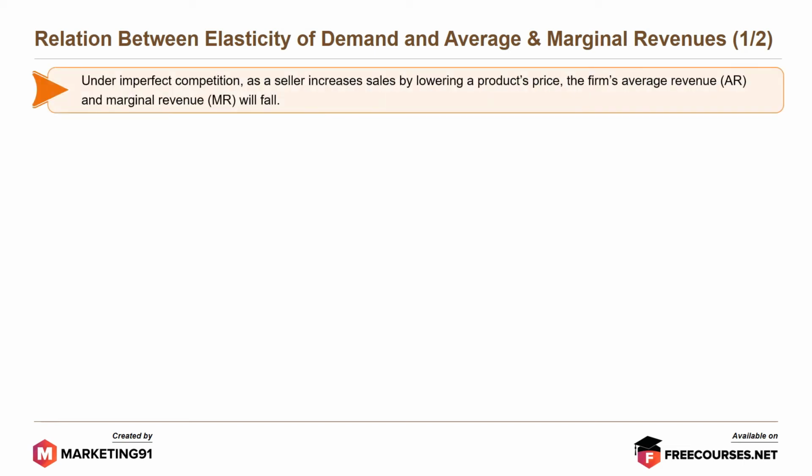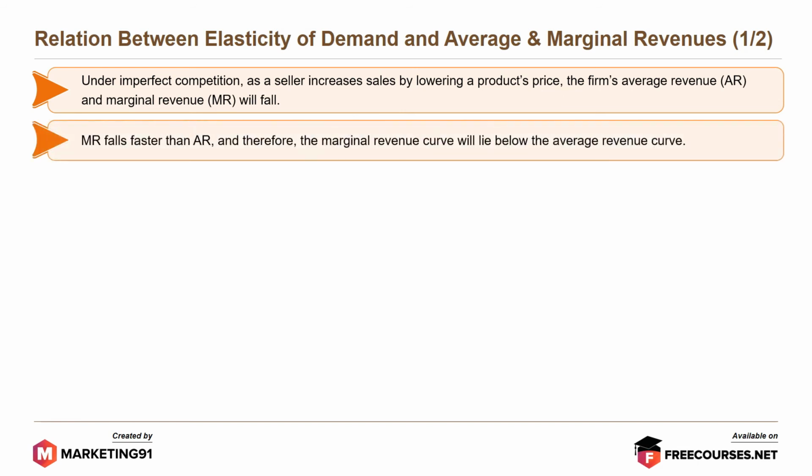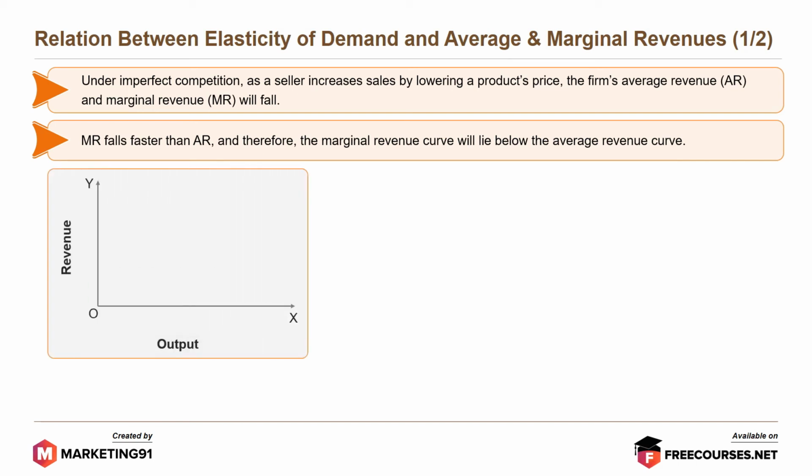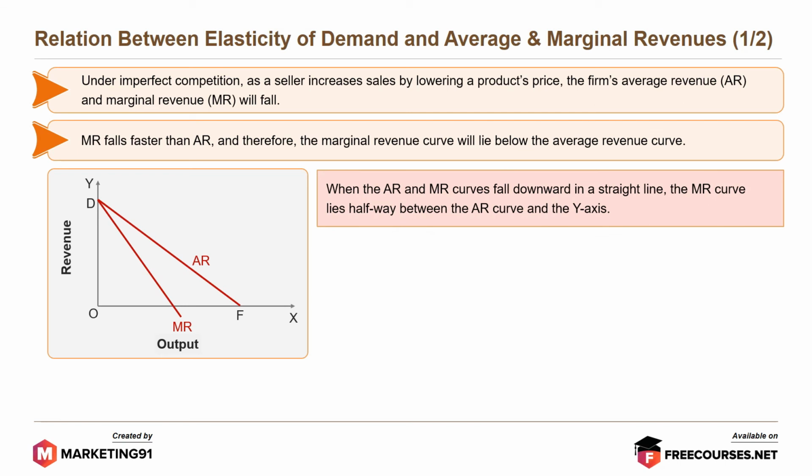Moving on to the relationship between elasticity of demand and the average and marginal revenues. Under imperfect competition, as a seller increases sales by lowering a product's price, the firm's average revenue and marginal revenue will fall. MR falls faster than AR and therefore the marginal revenue curve will lie below the average revenue curve. Going forward, when the AR and MR curves fall downward in a straight line, the MR curve lies halfway between the AR curve and the y-axis.